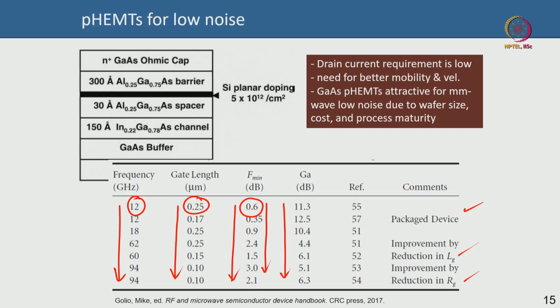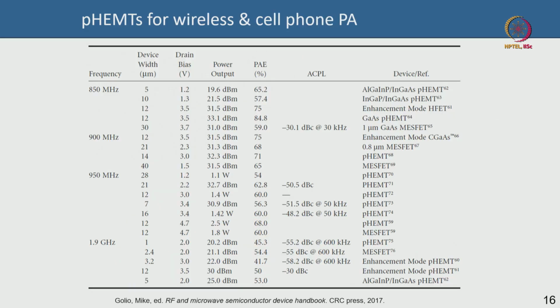Of course if you increase the frequency you sacrifice, but still you get less than 1 dB of noise figure even at 18 gigahertz. These are remarkable numbers, as we will see. Even at 94 gigahertz, which is W band, the noise figure can be as low as around 2 dB, and that is really impressive gain, excuse me, 6 dB. So pseudomorphic HEMTs are really attractive for low noise applications also.